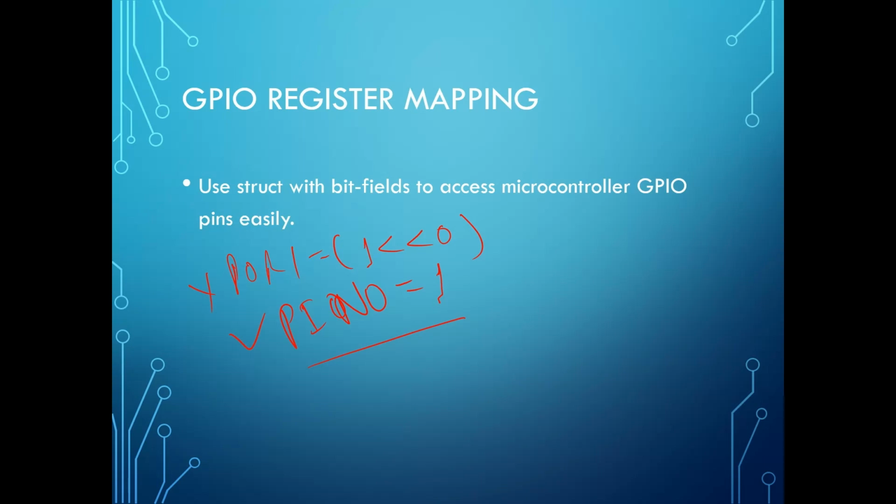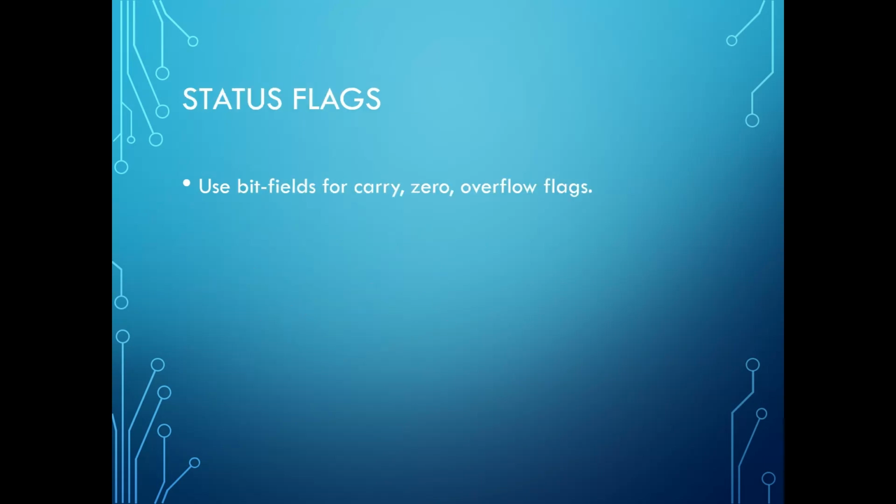What is the status flag? Microcontrollers have status flags, those are carry, zero, overflow flags. Using bit fields, we can store all of them in just one byte. You can explore more on other sources what status flags are, as you might have studied them in electronics as well.